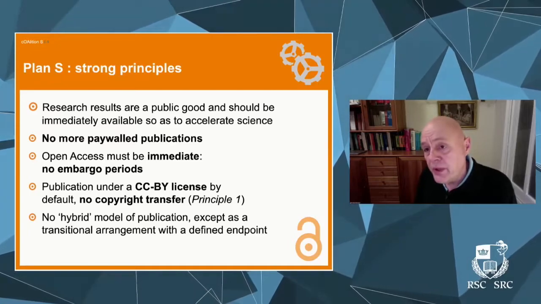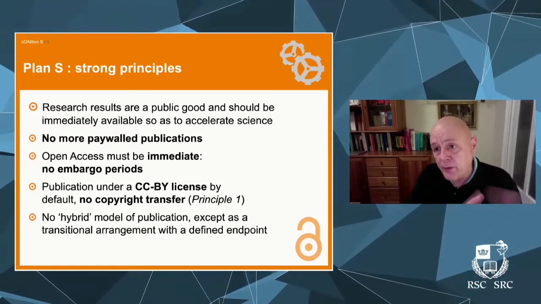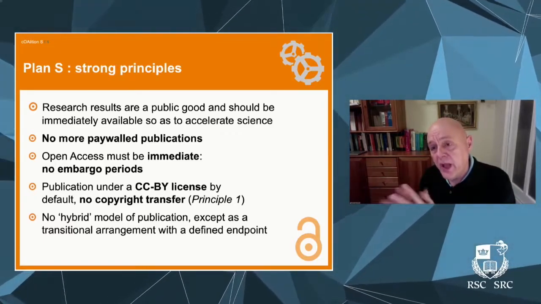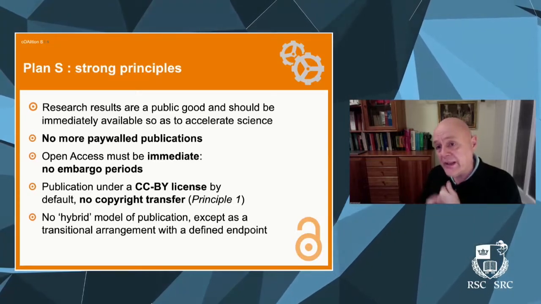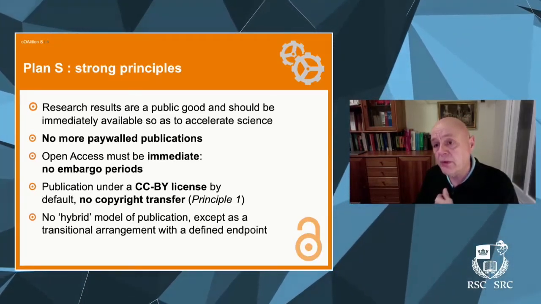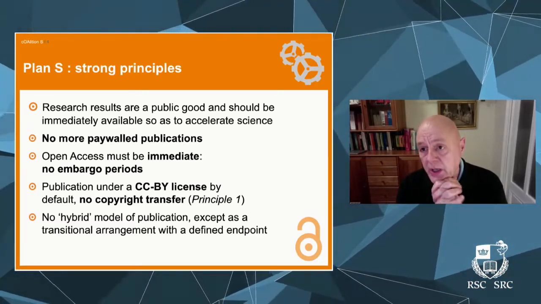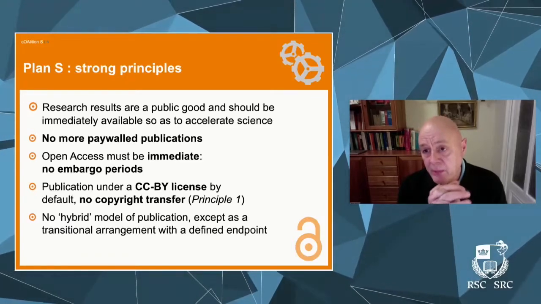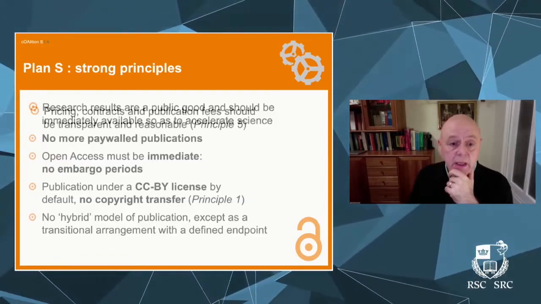A hybrid model of publication, which is the model that most journals now use, with part of the contents in open access, part behind the paywall. We are squarely against that, and we will not accept it except as a transitional arrangement with a defined endpoint, namely when those journals commit to transitioning in a defined time period from hybrid completely to open access.